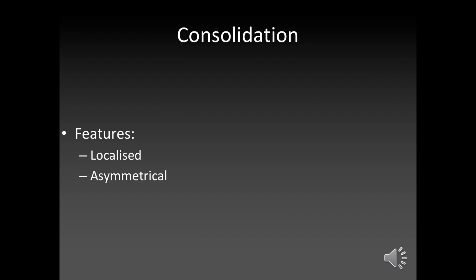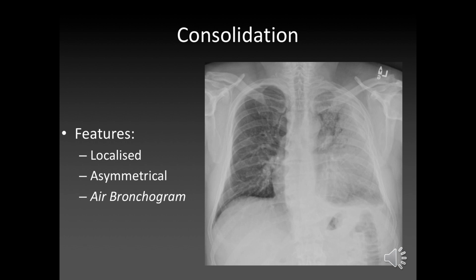So in terms of the features of consolidation, it's localised, so it's in one bit. It's usually asymmetrical, and you see something called an air bronchogram. Does anyone know what an air bronchogram is? Okay. I wouldn't expect you to.